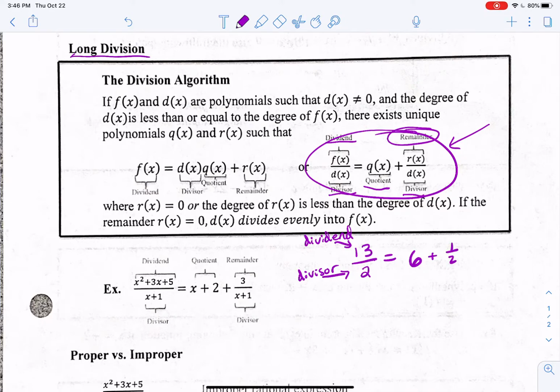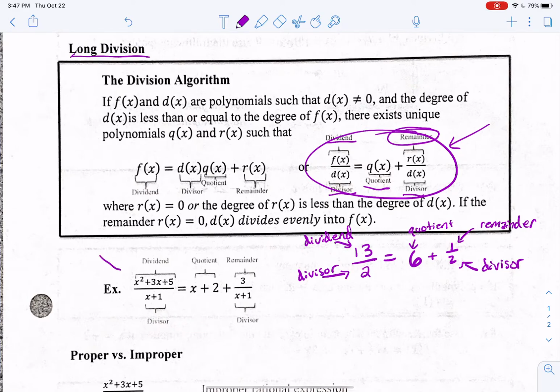Usually we just write it as 6 1/2 and we don't put the plus sign in there, but 6 1/2, this is the quotient, and then the remainder is 1, and the divisor is 2. So that's how that breaks down, okay?